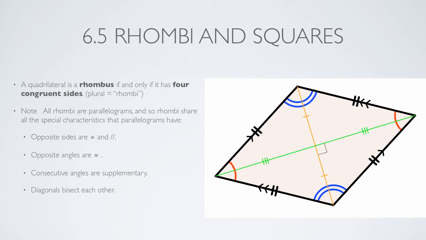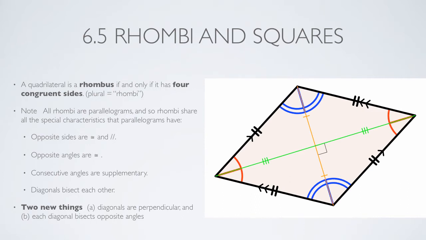And then two new properties. The diagonals are perpendicular, and also each diagonal bisects the opposite angles. In other words, the two red angles are cut in half, and the two blue angles are cut in half by their diagonals. Those are two special properties of rhombi. Parallelograms do not have those characteristics on their own, but special rhombi do.